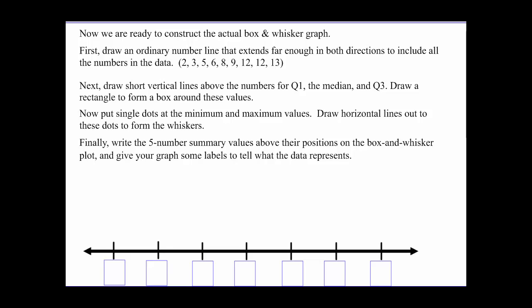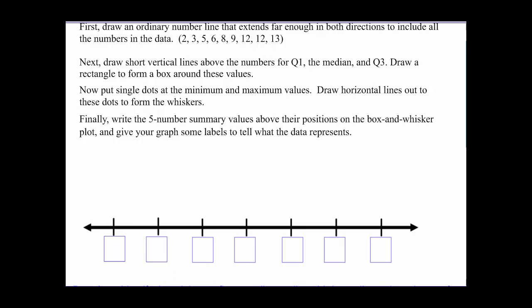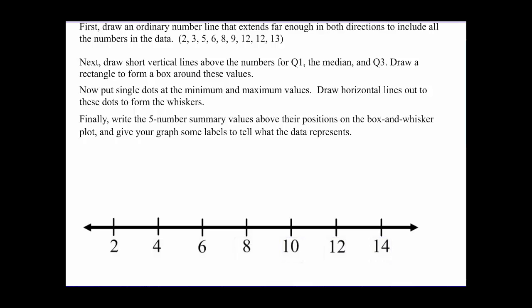The first step is to draw the ordinary number line that extends far enough in both directions to include all the data points. So we decided at the beginning that if we go by 2s and start at 2, we should get 2, 4, 6, 8, 10, 12, and 14, which covers all of our numbers.